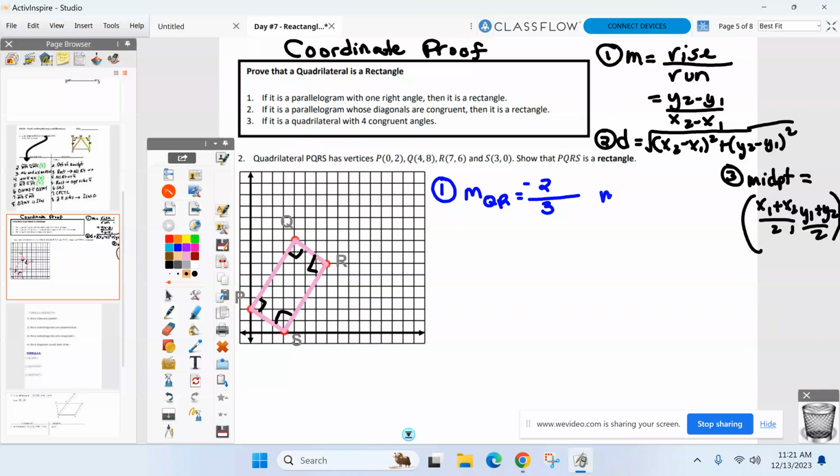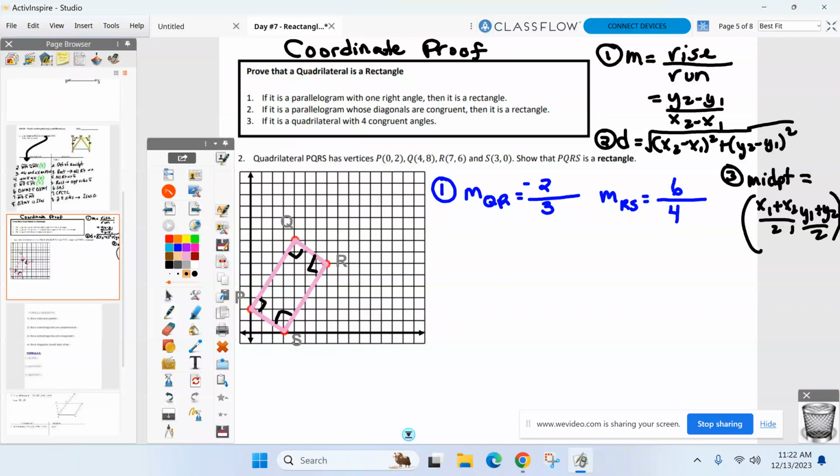RS? So the slope of RS. Plug in R and S, or plug in the coordinates, or do rise over run. Whatever floats your boat. So up 1, 2, 3, 4, 5, 6 over 1, 2, 3, 4. 6 over 4. Positive or negative? RS?